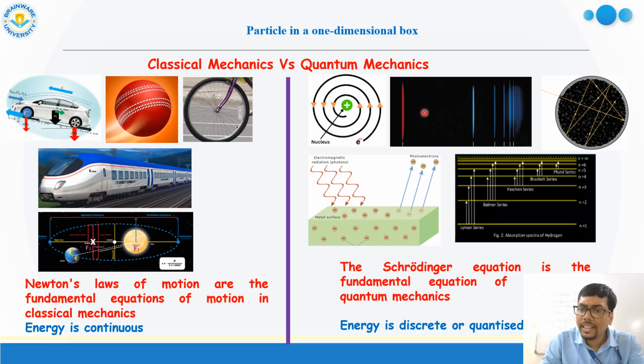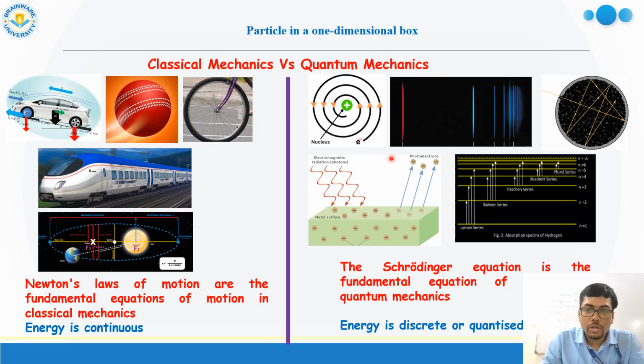Not only that, there are other subatomic examples, right? The spectra of the hydrogen atom, or the photoelectric effect. When electromagnetic radiation falls on a metallic surface, electrons are ejected. Those incidents cannot be explained by so-called classical mechanics. In that case, we have to study one of the most interesting theories, that is quantum mechanics.